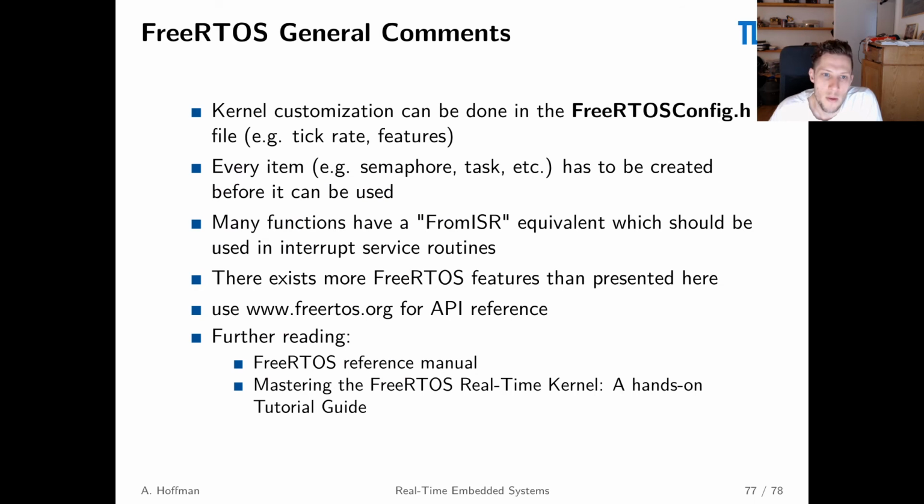So some more general comments. I was mentioning this configuration is done in FreeRTOSConfig. Every item, and these are things that people and students forget, is that you have handles in FreeRTOS for tasks, for semaphores, for queues. And so they need to be created before they're used. And I want to stress the good way of doing this is that you set them to null at the top of your main function, or at the top of your main.c file.